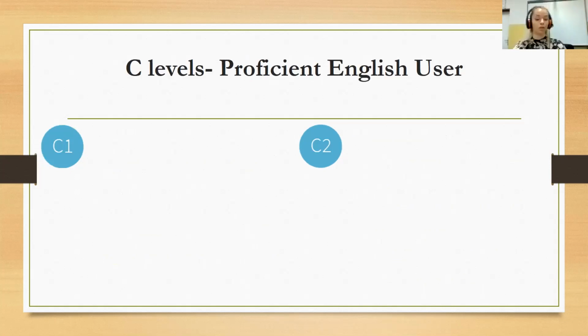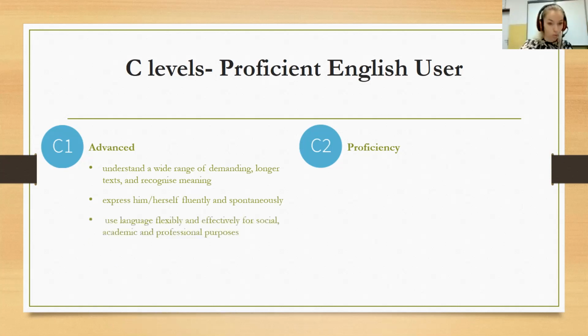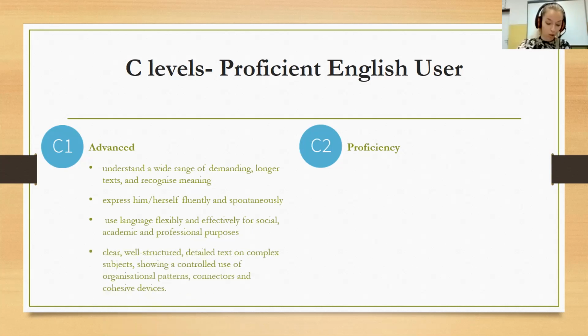C levels, the highest level, proficient English user. C1 is an advanced level, and C2 proficiency level. Meaning he can express herself, himself fluently and spontaneously. He can use language flexibly and effectively for social, academic, and professional purposes. He can produce clear, well-structured, and detailed text on complex subjects, showing a controlled use of organizational patterns, connectors, and cohesive devices.